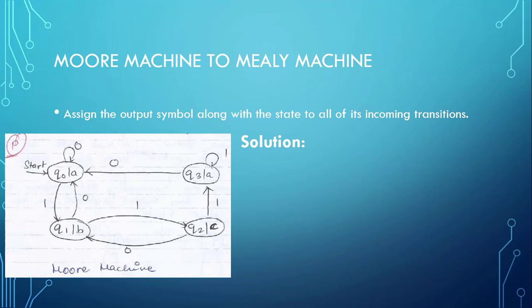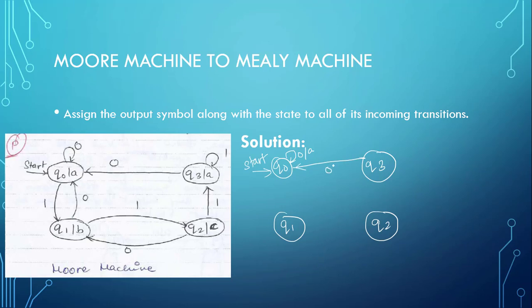So we will have Q0, Q1, Q2 and Q3 states. Now the start state will remain the same, only we have to go on assigning the output symbols to all of its incoming transitions. Okay, so Q0 has three incoming transitions. One is a self loop, so we will assign A. Another is from Q3, so we will assign A. Another is from Q1 over 0 and we will assign A.